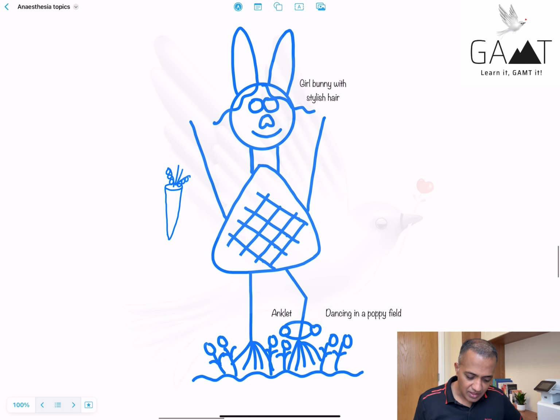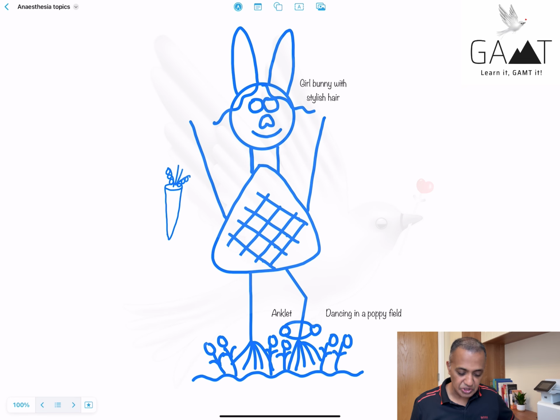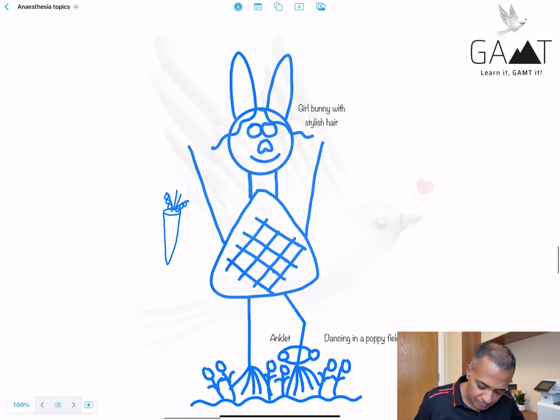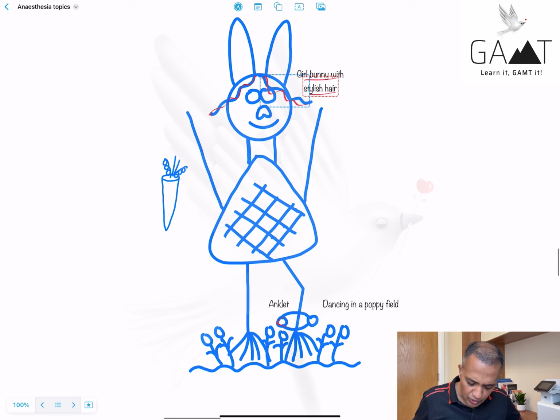So this is a bunny with very stylish hair, and a dancing girl bunny, dancing in a poppy field, and it has a nice carrot next to it. To say girl bunny because you see this stylish hair here, and then it has an anklet only on the one leg. I think this leg is bent as well a little bit because obviously the bunny is dancing, right? And it's dancing in a poppy field.